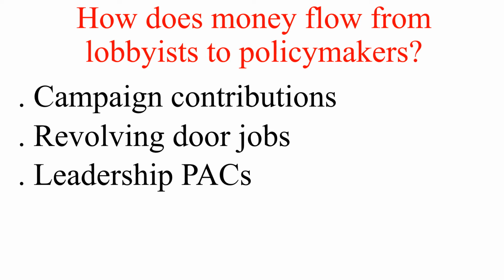the criticisms that they face. So how exactly does money flow from lobbying firms or interest groups to policymakers? There are three main ways that this happens. First way is campaign contributions, secondly revolving door jobs, and thirdly leadership PACs.